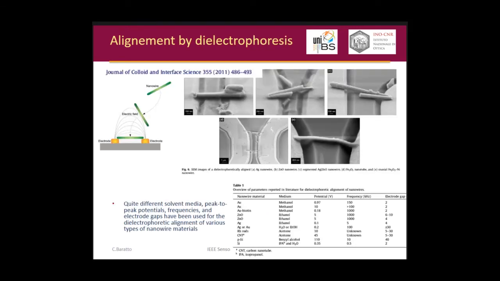Another type of alignment is the use of dielectrophoresis. Dielectrophoresis simply consists of putting the nanowires in a proper solvent and using an electric field to align them between two electrodes. Here are the electrodes and here are the nanowires. This is very much dependent on the type of nanowires you are considering. So, okay.